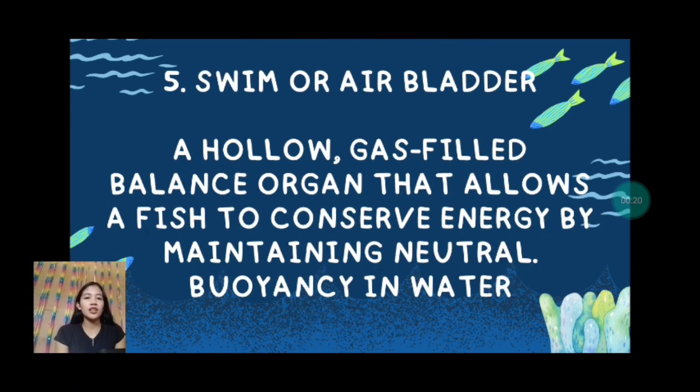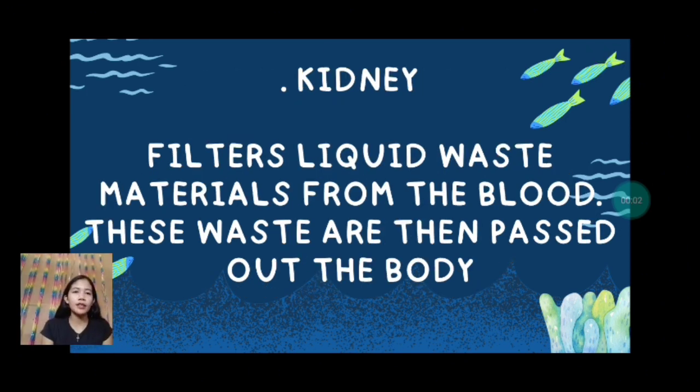Next, we have here the swim or air bladder. The air bladder is a hollow, gas-filled balance organ that allows a fish to conserve energy by maintaining neutral buoyancy in water. The air bladder of fish functions to control buoyancy, while the lateral line system detects changes in water pressure and aids in navigation and prey detection.